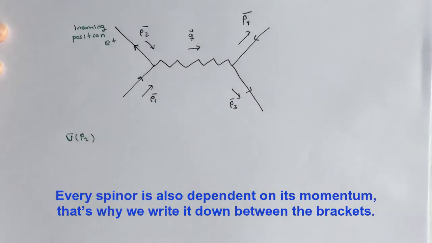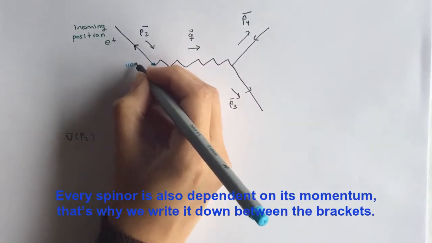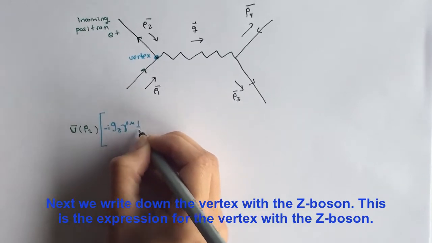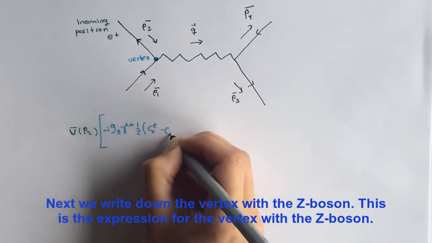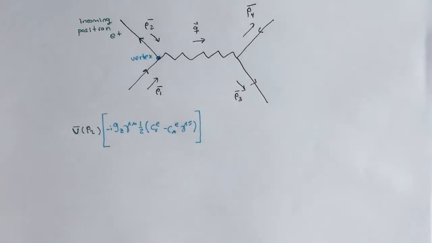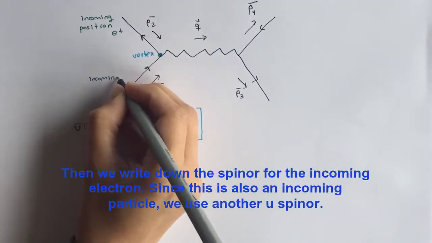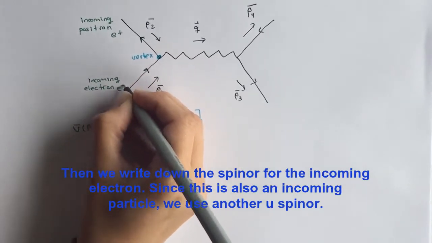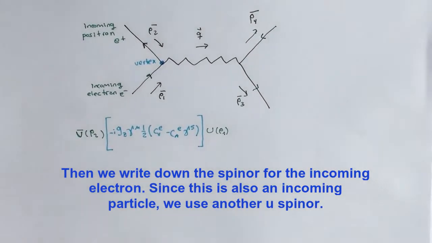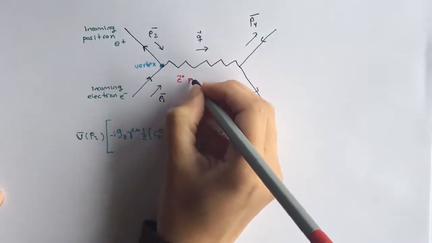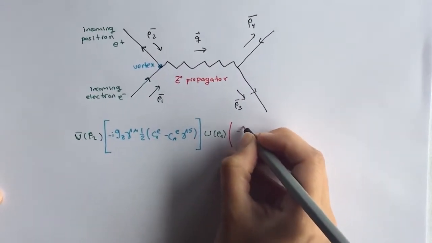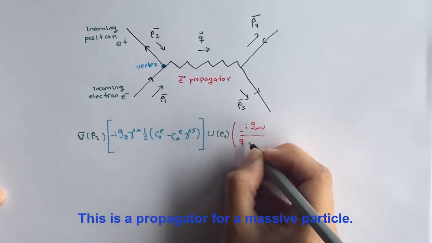Every spinor is also dependent on its momentum. That's why we write it down between the brackets. Next, we write down the vertex with the Z boson. This is the expression for the vertex with the Z boson. Then we write down the spinor for the incoming electron. Since this is also an incoming particle, we use another u spinor. Next, we write down the propagator for the Z boson. This is a propagator for a massive particle.